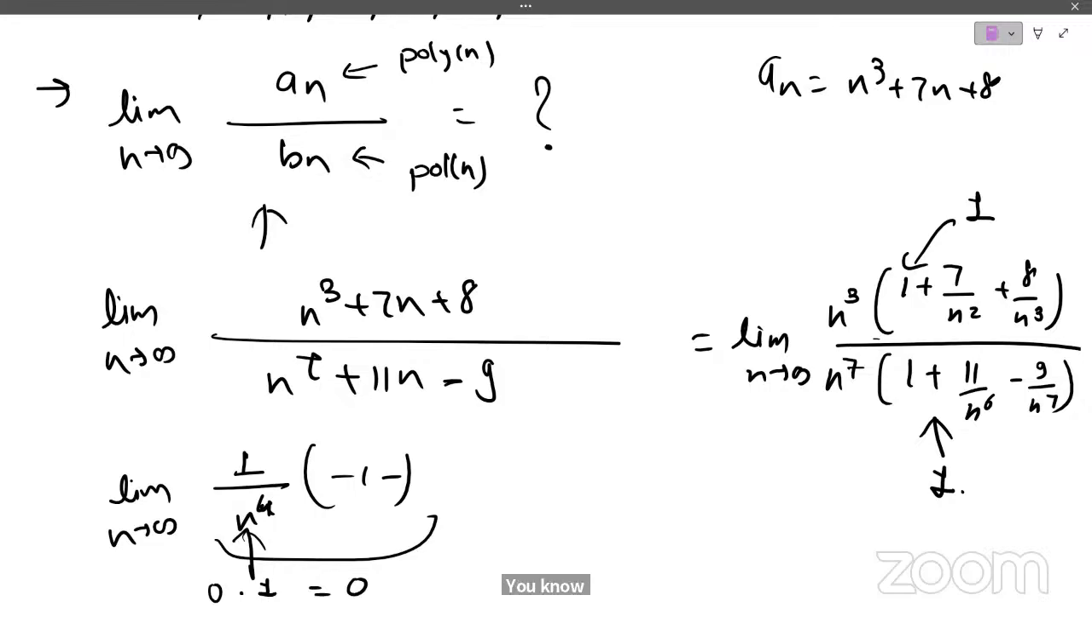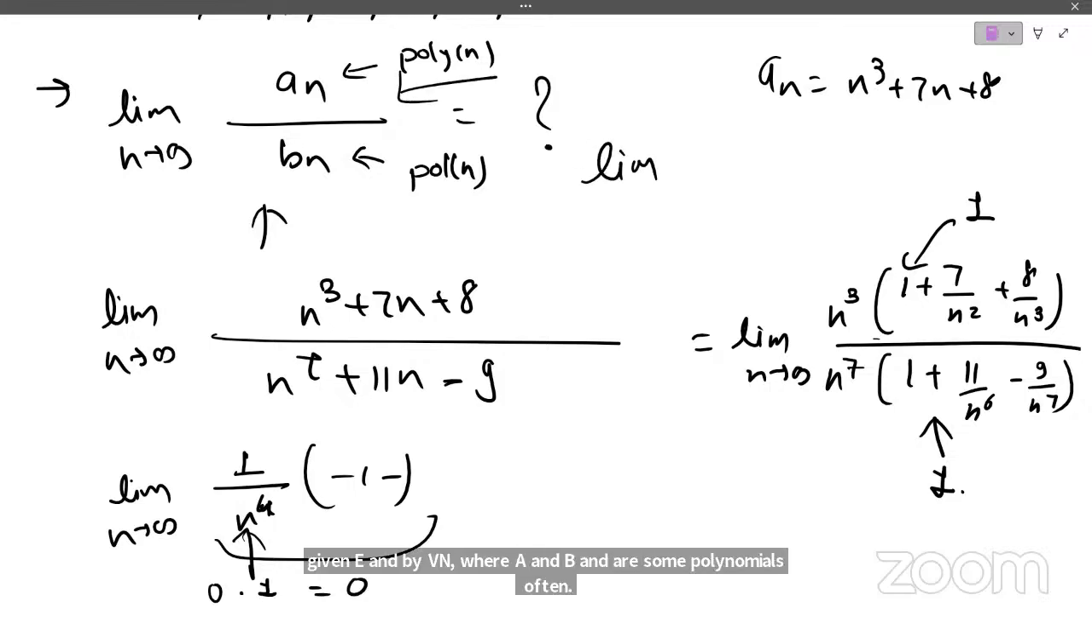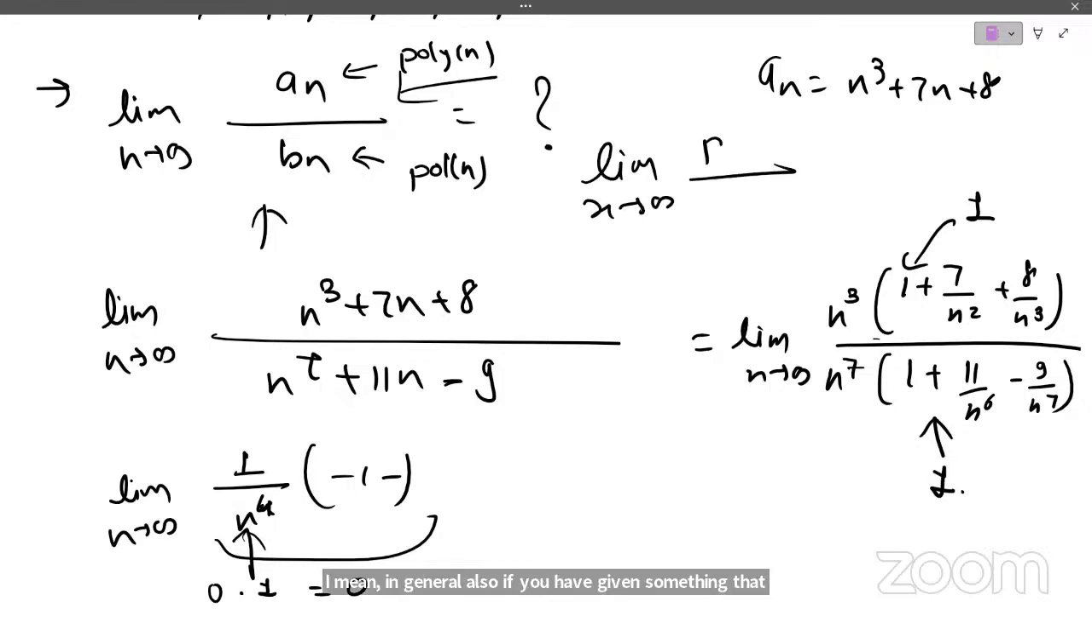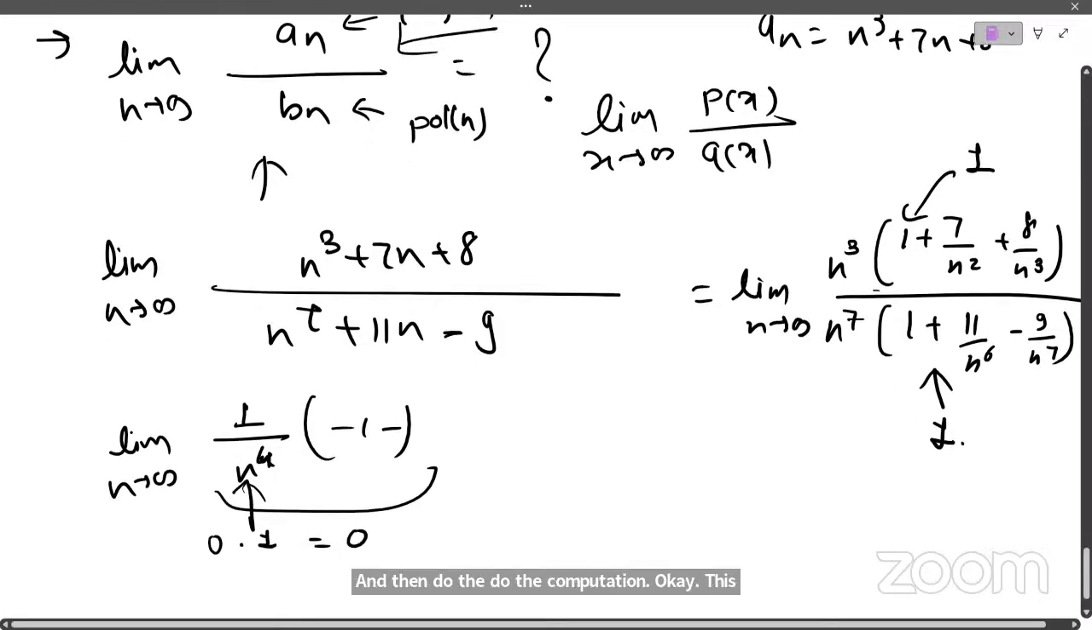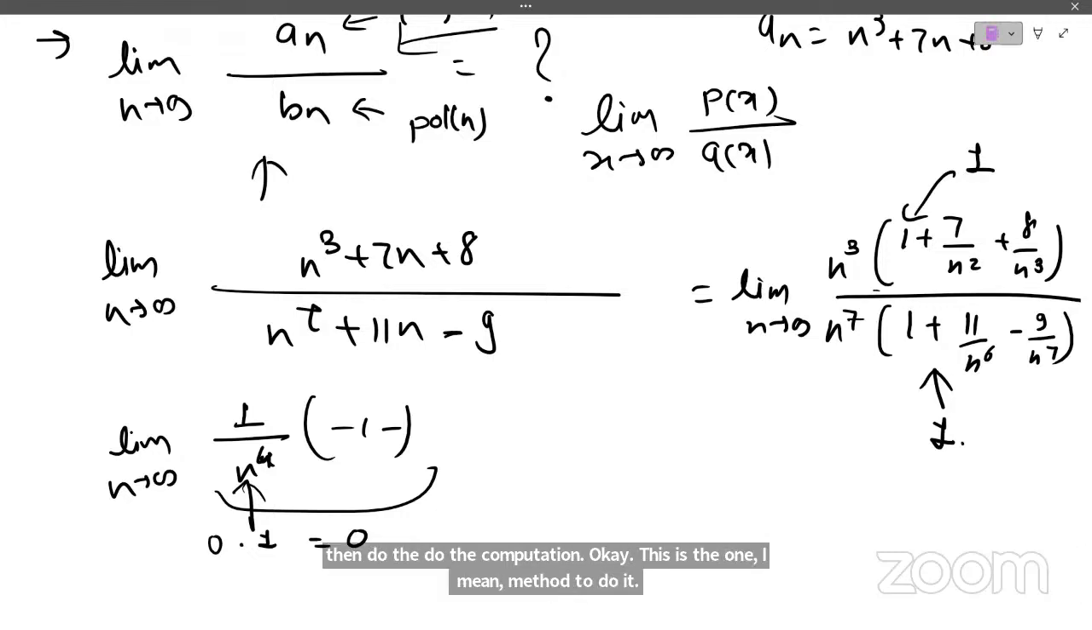So this is the method for computing the limit if you are given an by bn, where an and bn are some polynomials of n. In general also, if you are given the limit as x goes to infinity of px by qx, you factor out the largest power from both px and qx, and then do the computation. This is one method to do it. It's easy, right?